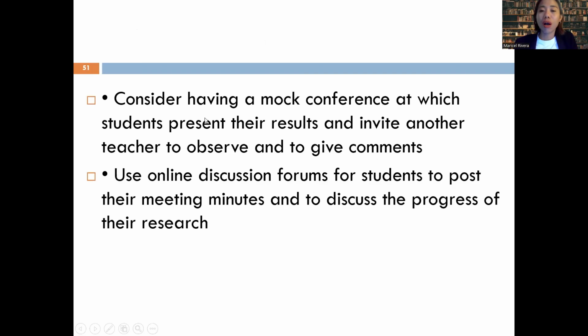Then consider having a mock conference, like a rehearsal, at which students present their results and invite other teachers to observe and to give comments. And then use online discussion forums for students to post their meeting minutes and to discuss the progress of the research. So this is all about problem-based learning.